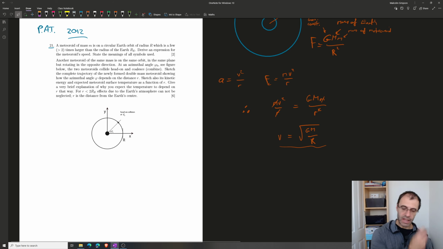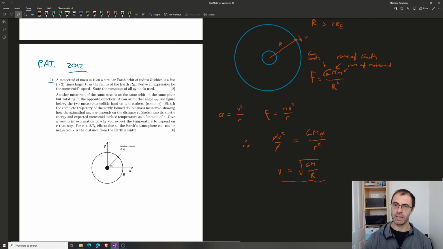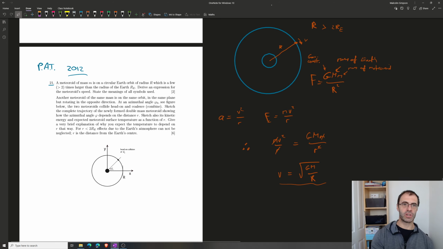Okay, the second part of this question is much more fiddly. Another meteoroid of the same mass in the same orbit in the same plane, rotating in the opposite direction. Okay, so there's my first meteor. Here is my second meteoroid. It has to be traveling at the same speed for it to be at the same radius. It has to. And they're going to collide head on and coalesce. They're going to join together at some given angle.